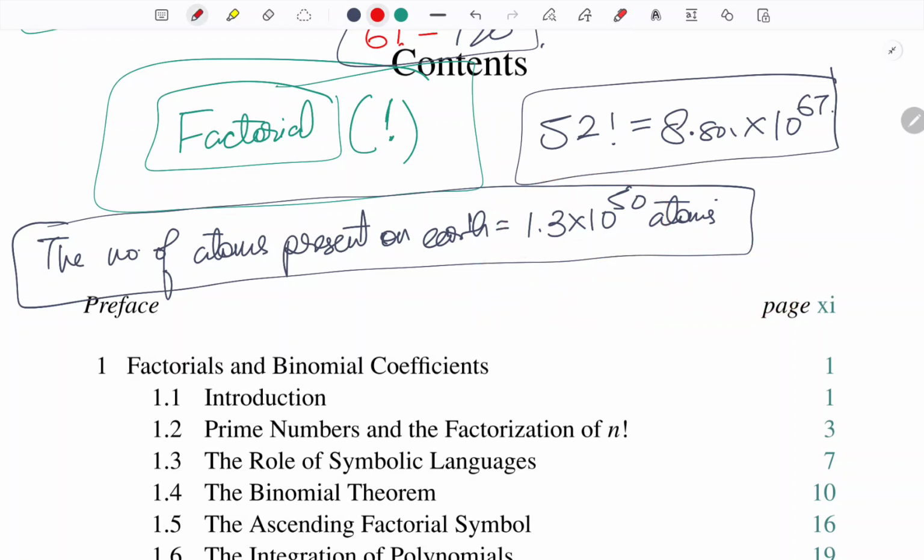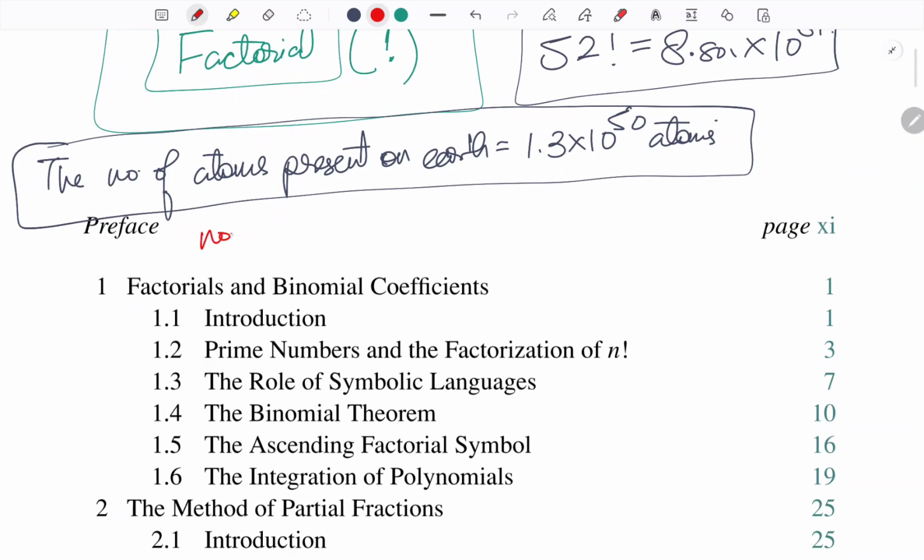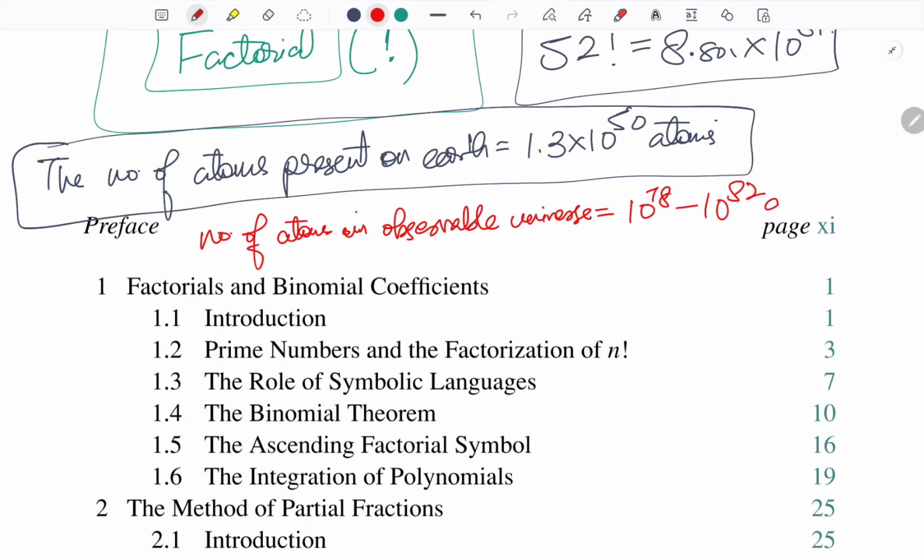And again, for data on the number of atoms: if you are interested in astronomy, you must have a question, Aman, how many atoms would be in the entire observable universe? According to Google data, the number of atoms in the observable universe is around 10 to the 78 to 10 to the 82 atoms.